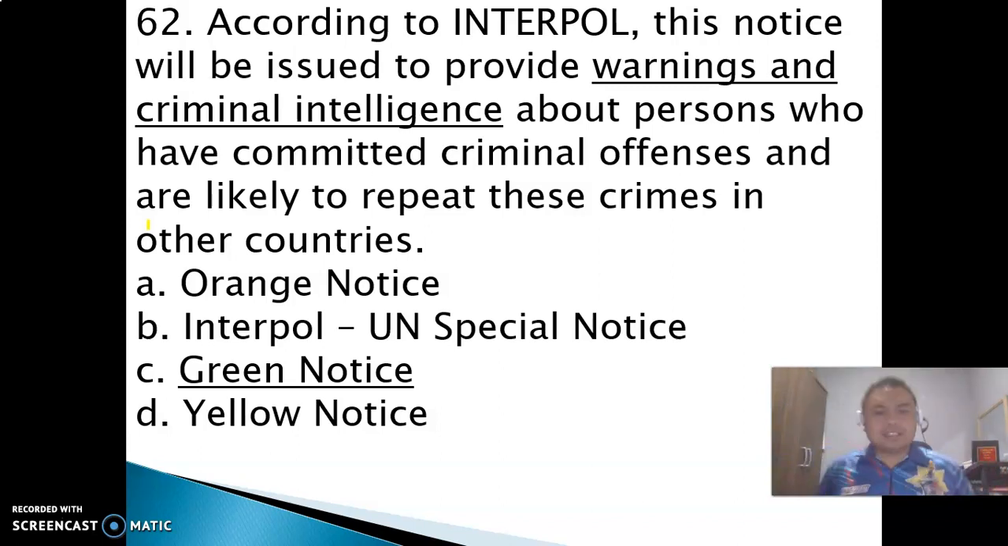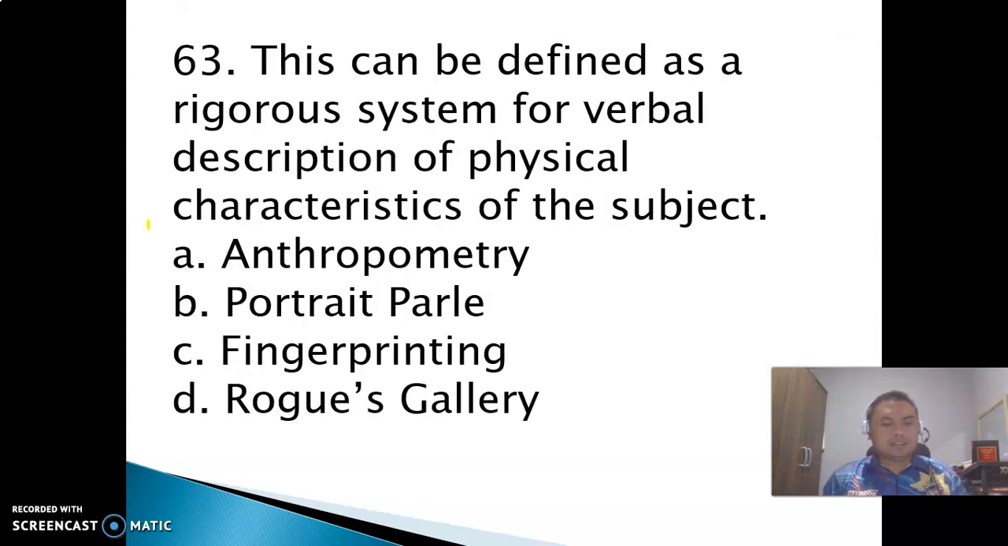Warnings and criminal intelligence. 63. This can be defined as the rigorous system of verbal description of physical characteristics of the subject. Okay? So, we're talking of verbal description of physical characteristics of the subject.